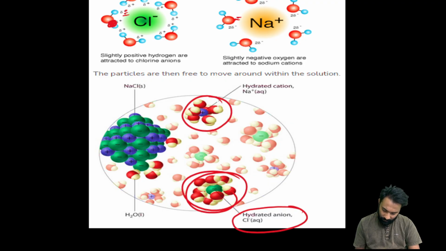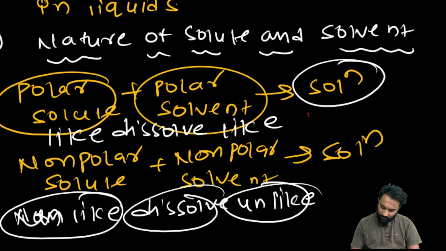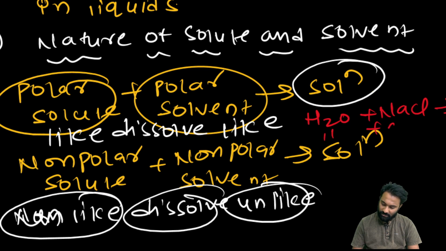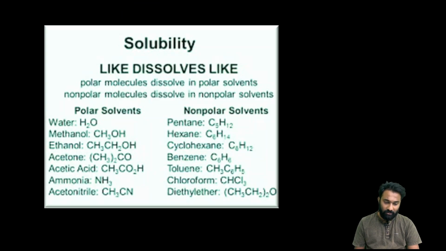Example. What is the example for this one? H2O solvent plus NaCl gives rise to the NaCl solution, right? Or else sugar, H2O plus sugar, that also will give you the sugar solution. Clear? Now here you see what are the solvents that it is going to dissolve, the like dissolves like and the unlike. Unlike means non-polar.